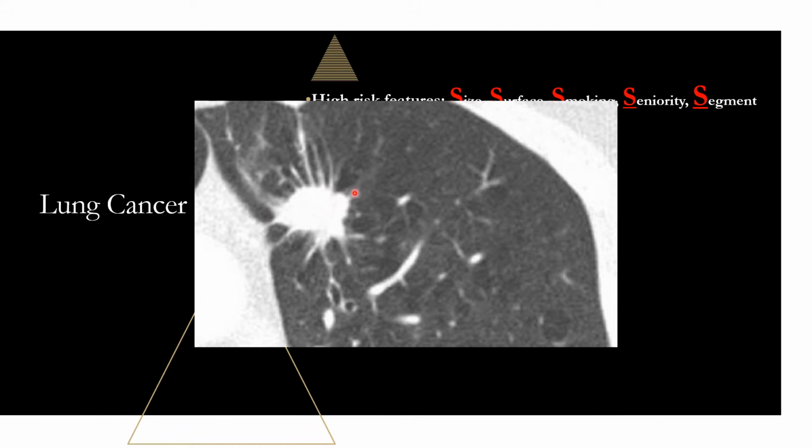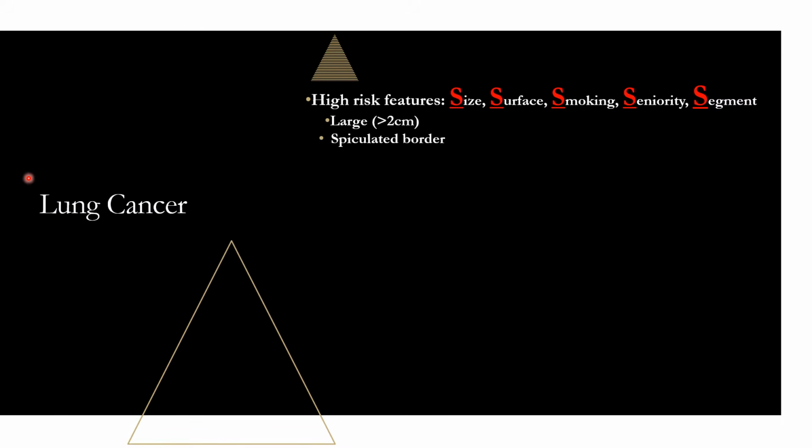Spiculated, it's not going to have that nice smooth border. You have all these spikes coming out. So you compare that to your benign one we saw before, nice and smooth, nothing poking out here. So that's your spiculated nodule, very suspicious for malignancy.